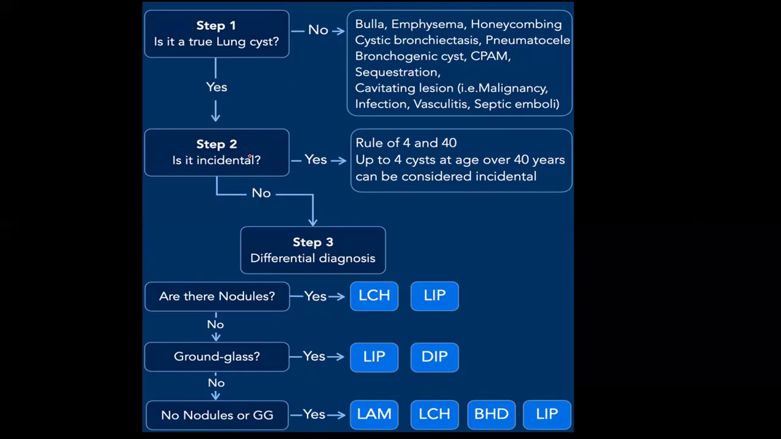If there are fewer than 4 cysts in a patient above 40 years of age, then ignore those cysts. But if there are more cysts and the patient is less than 40, then make the differential by looking at the nodules. If nodules, then it's LCH. If ground glass, then LIP. And if no nodules, then it's LAM. Less likely differentials are these, which you need to remember.